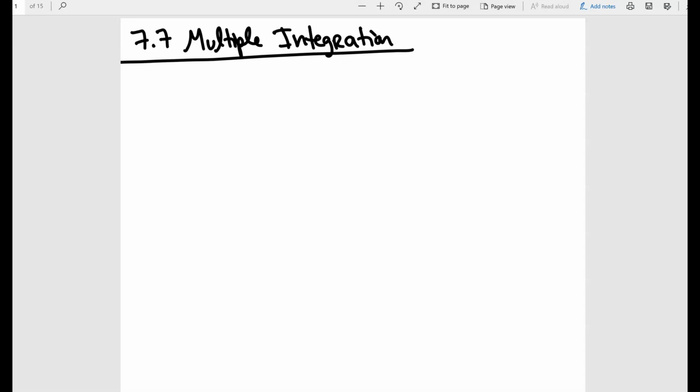This is going to be 7.7, multiple integration. So what do we know about integration so far? Well, we know that in the single variable case, you have maybe some sort of function, f of x. Here you have x and y.